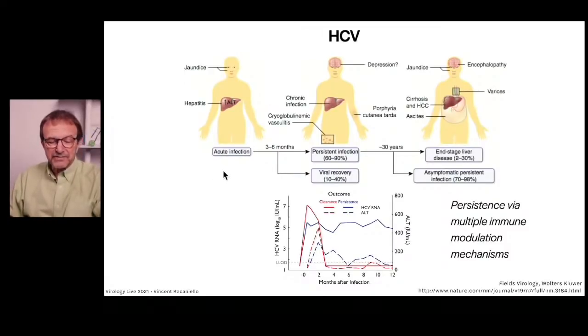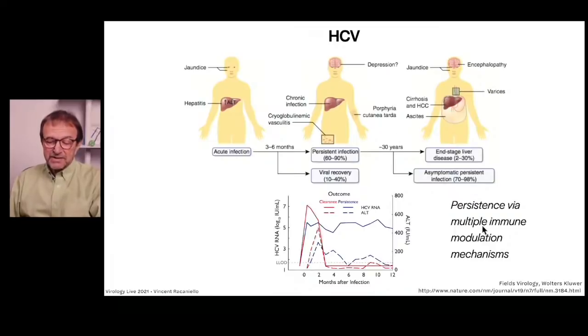So what do we have here? We have acute infection, as we've described here on this graph, and then after 3 to 6 months, 10 to 40% of the people will recover and no longer have any virus in them. However, 60 to 90% develop a persistent infection. And look, it's even called chronic here, same thing, persistent chronic infection. That can go on for 30 years. 2 to 30% of those people will end up with end-stage liver disease, cirrhosis, and hepatocellular carcinoma, very much like hepatitis B, resulting in death. And 70 to 98% will end up with an asymptomatic persistent infection. So some people, just like Hep B, the virus persists for years and apparently doesn't cause any issues.